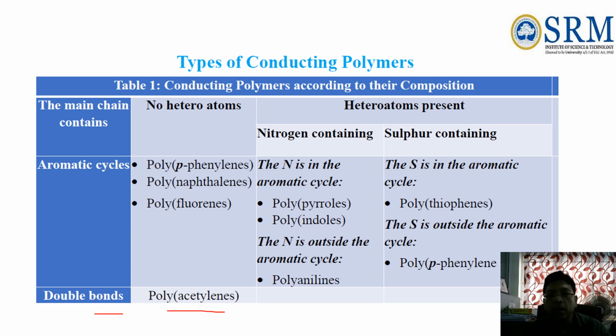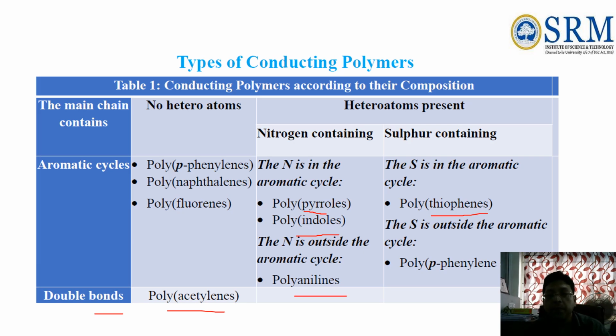If the conducting polymers contain heteroatom, it can be nitrogen or sulfur. If the nitrogen is part of the aromatic cycle, then the examples are polypyrroles, polyindoles, etc. And if the nitrogen is outside the aromatic cycle, the example is polyaniline. If the sulfur is in the aromatic cycle, then the example is polythiophene.